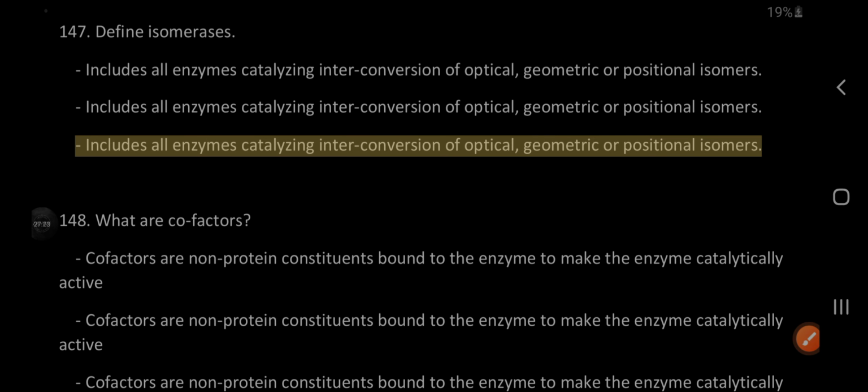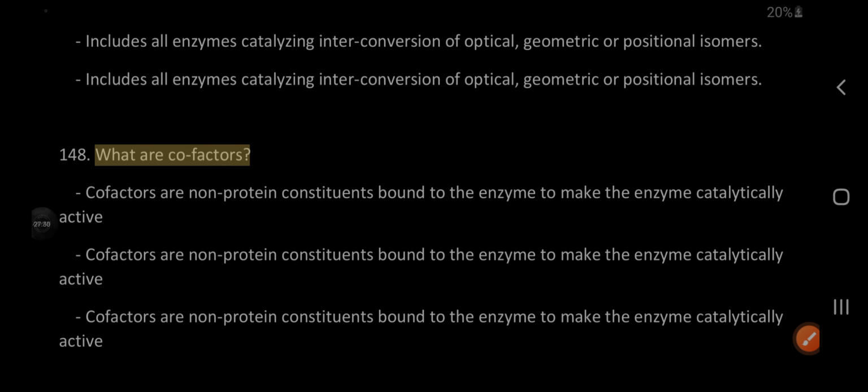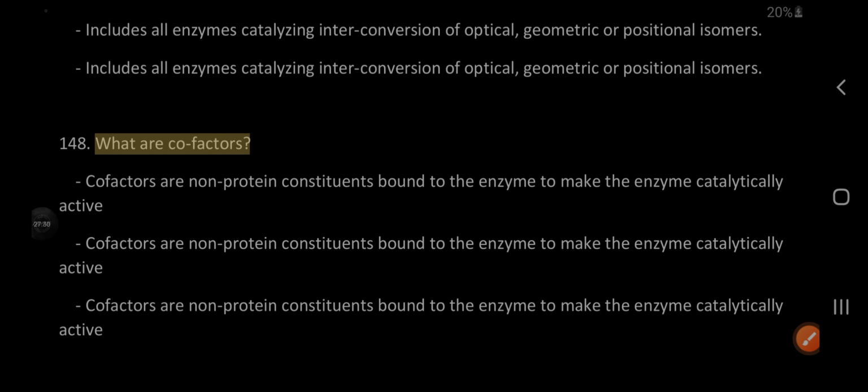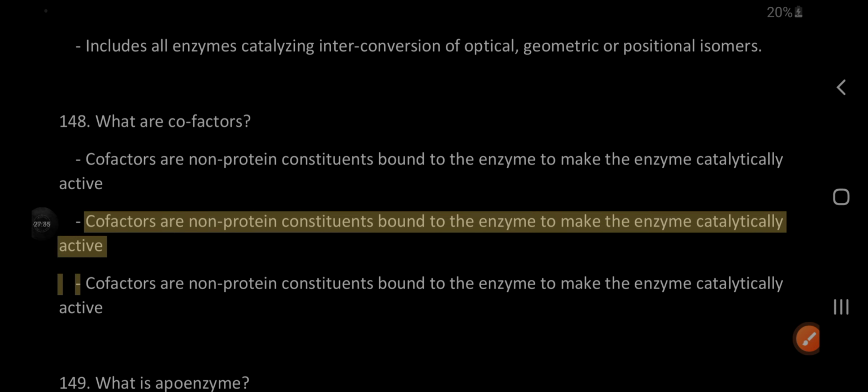148. What are cofactors? Cofactors are non-protein constituents bound to the enzyme to make the enzyme catalytically active.